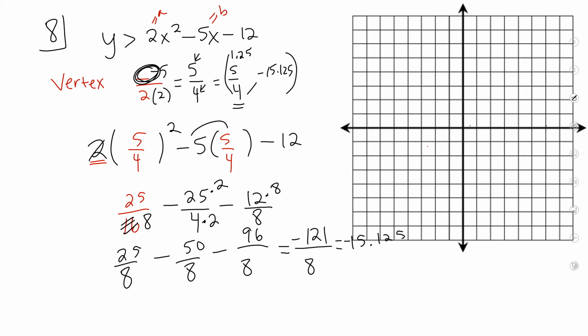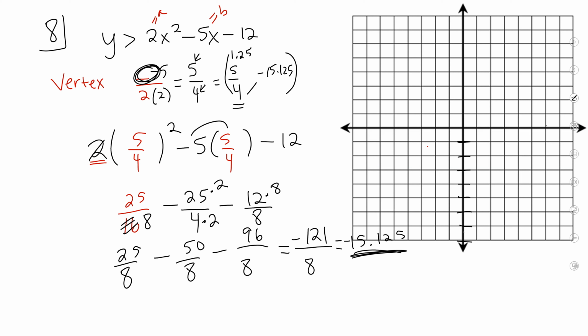Okay, so we made a calculation error right here. 25 minus 50 minus 96 is negative 121. So when we put this in the calculator, we get negative 15.125. So guys, notice our graph does not go that far, so I'm going to count by twos. So I'm going to let this go negative 2, negative 4, 6, 8, 10, 12, 14, 16.